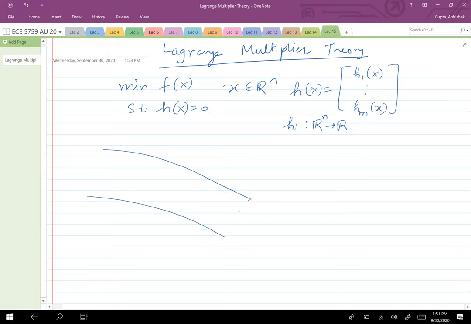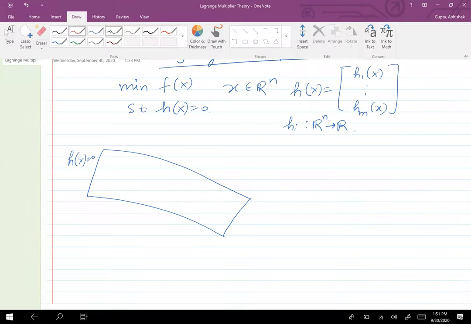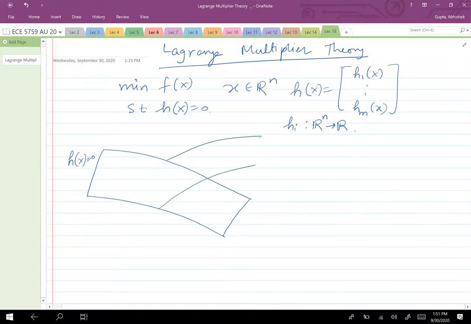I have one function. This is my h(x) equals 0. I have another function. This is h1(x), this is h2(x) equals 0. And this is the intersection. So at the red line, I have h(x) equals 0. So both h1(x) and h2(x) are 0 where these two surfaces are intersecting. Okay, and I want to minimize this function f(x) only within this set. Is the picture clear? Let me remove this.